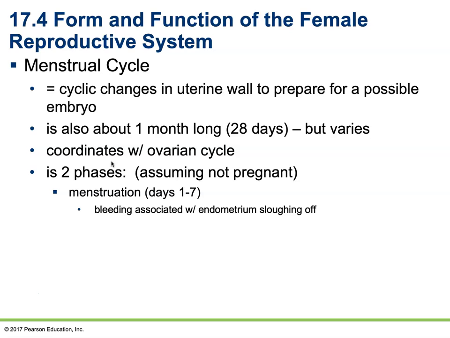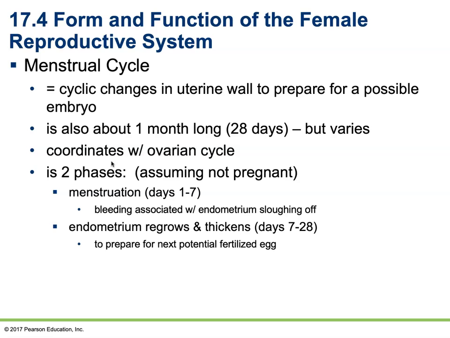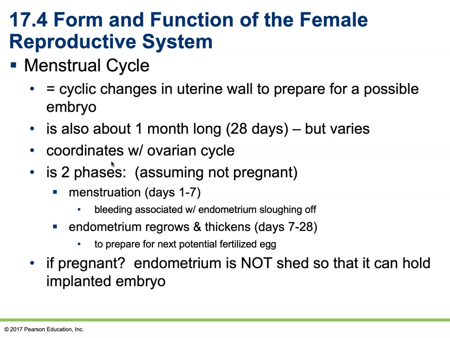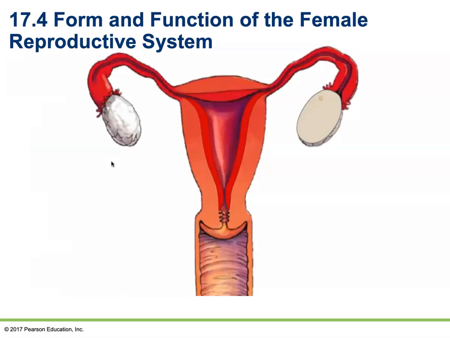This is the bleeding that's associated with the endometrium sloughing off. Then the second phase is going to be when the endometrium regrows and thickens, days 7 through 28. This is to prepare for the next potential fertilized egg. If the individual is pregnant, the endometrium will not be shed so that it can hold the implanted embryo. And again, this entire process is going to be directed by hormones.